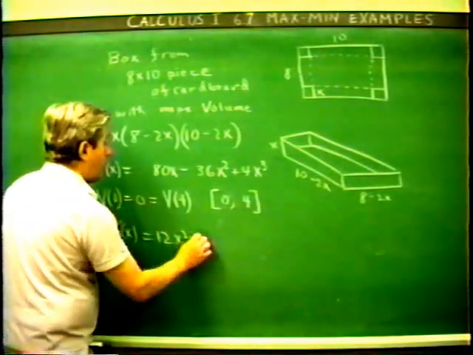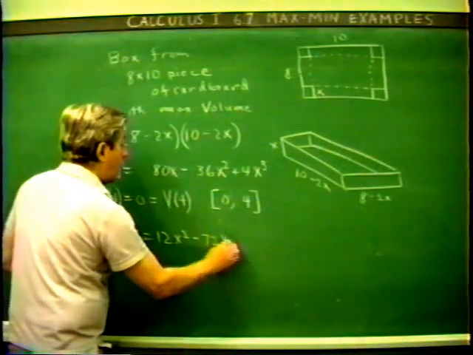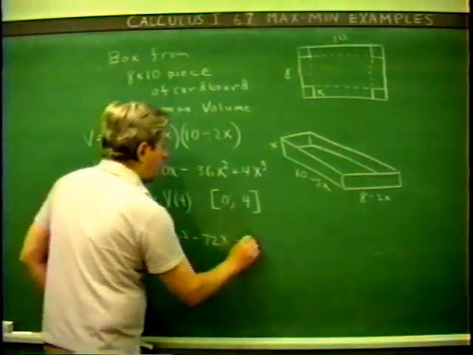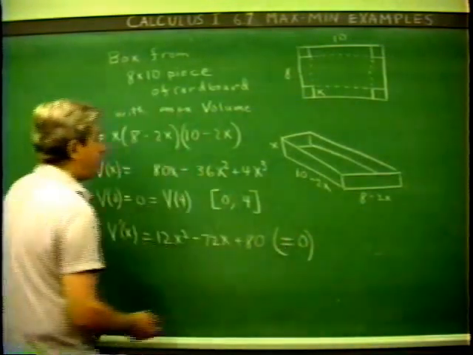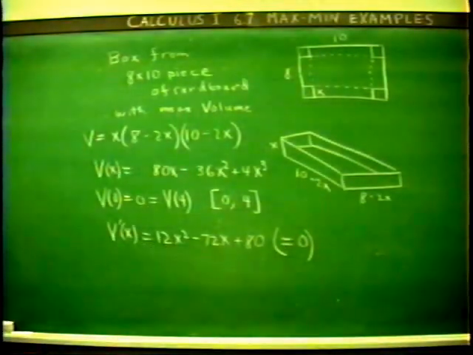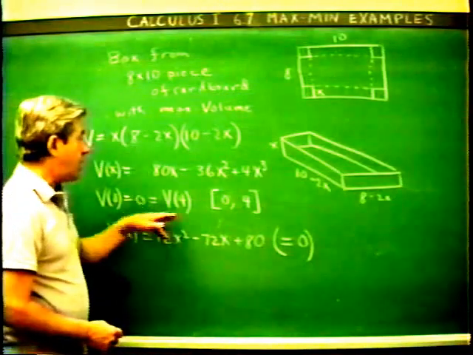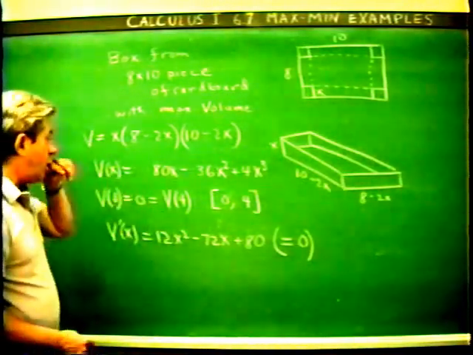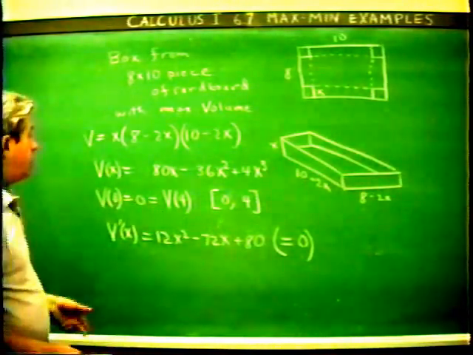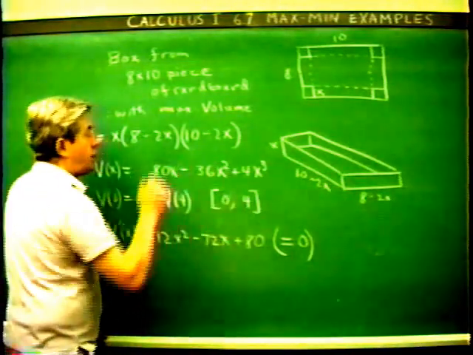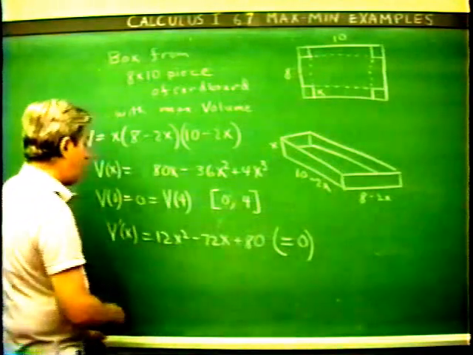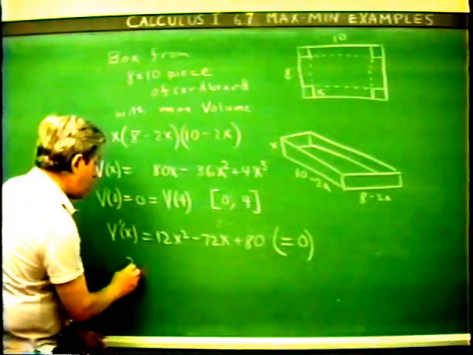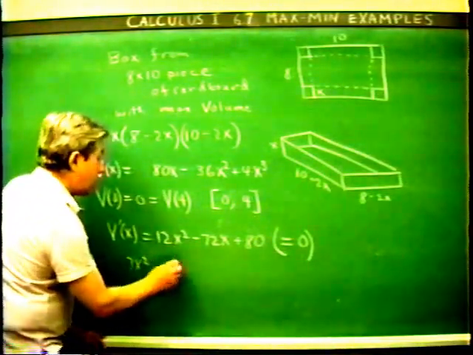So the derivative, well, this is equal to what? 12x squared minus 72x plus 80. We want to know, when is this equal to 0? The derivative always exists, so the maximum of this function on this interval can only occur at places where the derivative is equal to 0. It doesn't occur at the endpoints.